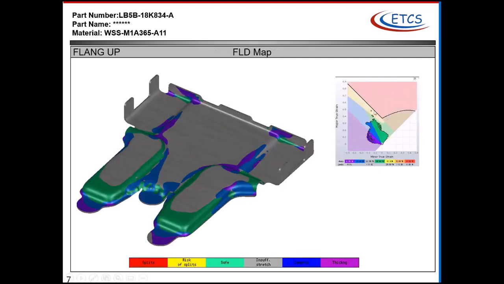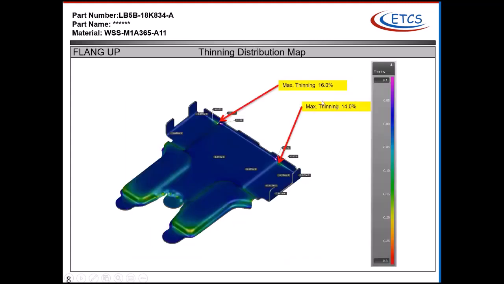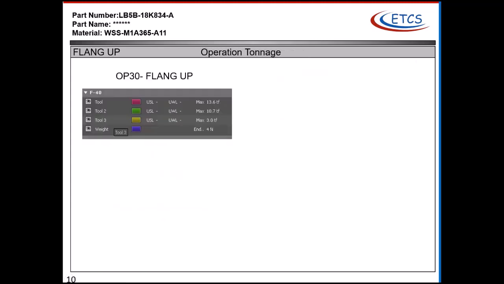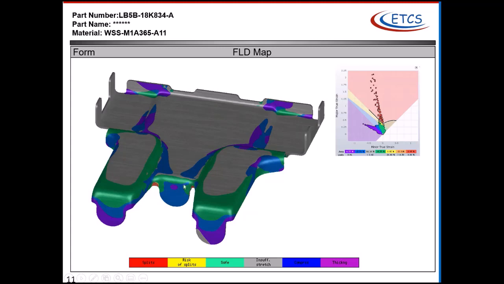It's more than 11 ton. Now after trimming, we did the flange up, we have a little bit of FLD switch there, right? So here also you can see when we do the flange down, a lot of split. You can see there, it's a big split over there, it's failing.